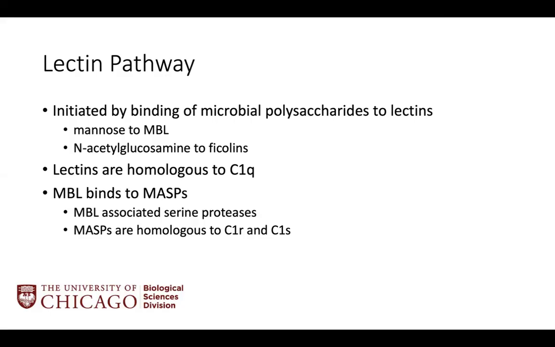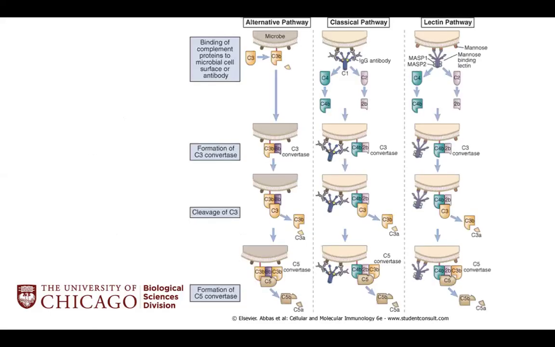So the lectins are homologous to C1q, that hexamer that binds the antibody. And then MBL will bind to MASPs. So MASPs are homologous to the C1R and C1S. And then MBL is associated with the serine proteases. So let's take a look at this one.